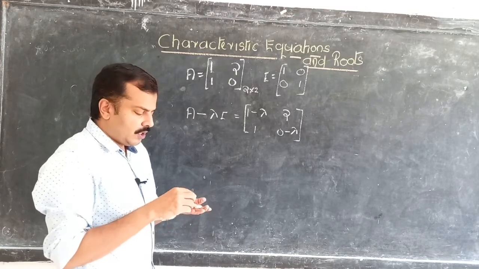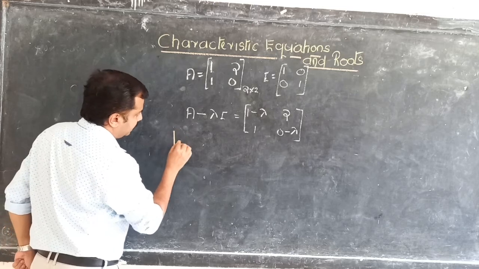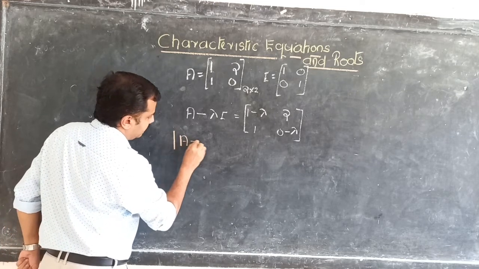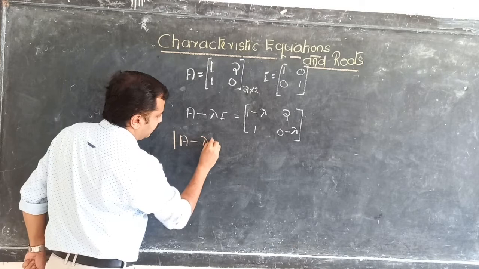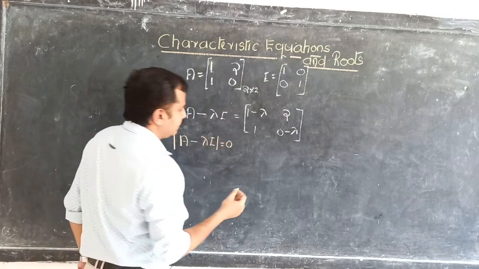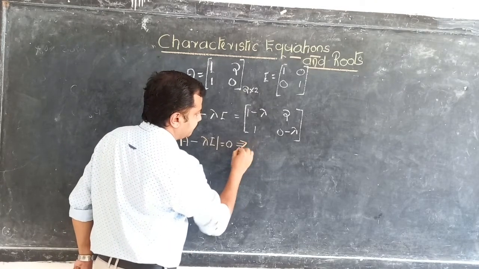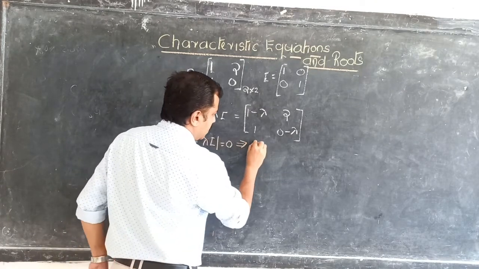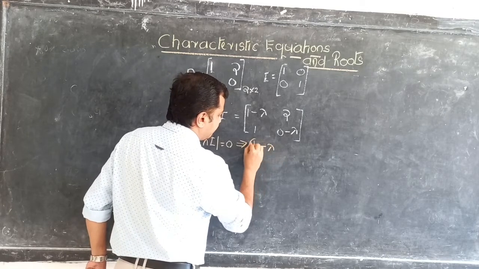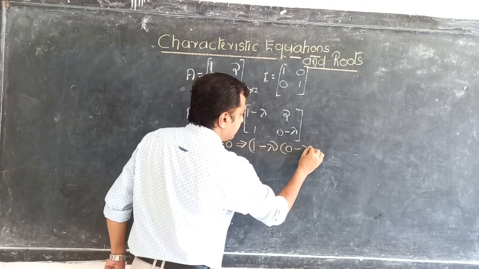If we calculate the characteristic equation, which is the determinant of A minus lambda I equals 0, then the solution will be 1 minus lambda into 0 minus lambda.